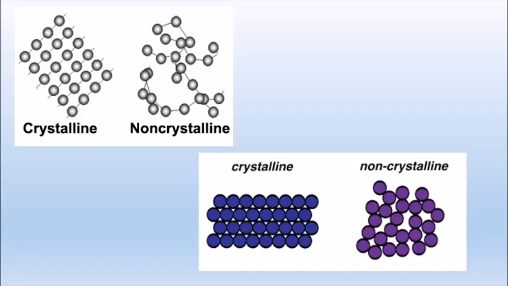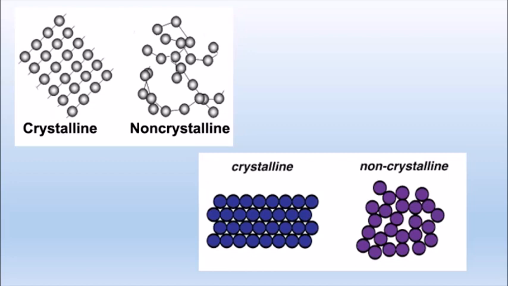Hello students, this is part 2 of the chapter Carbon, an important element. In part 1, we learned about carbon and the different allotropes of carbon. We learned about the crystalline form. Now in this part, we will be learning about the non-crystalline form.